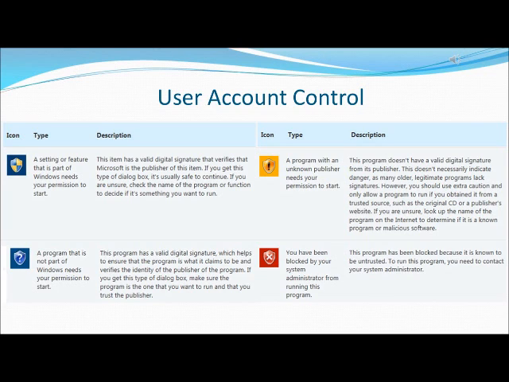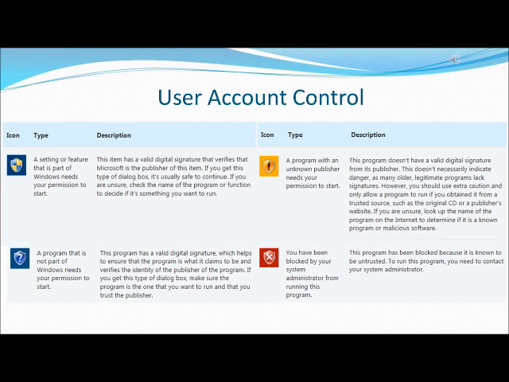So just look at the table, and you will notice that there are differences between the types of icons. The first icon shows a setting or feature that is a part of Windows and needs your permission to start. This item has a valid digital signature that verifies that Microsoft is the publisher of this item. If you get this type of dialog box, it's usually safe to continue. If you are unsure, check the name of the program or function to decide if it's something you want to run or not.